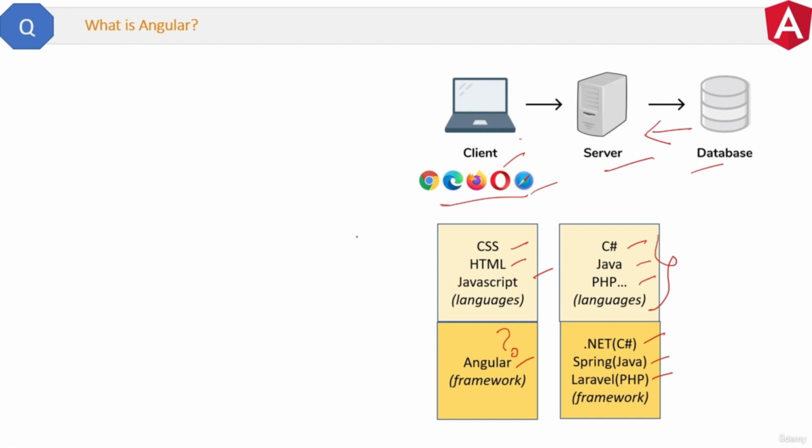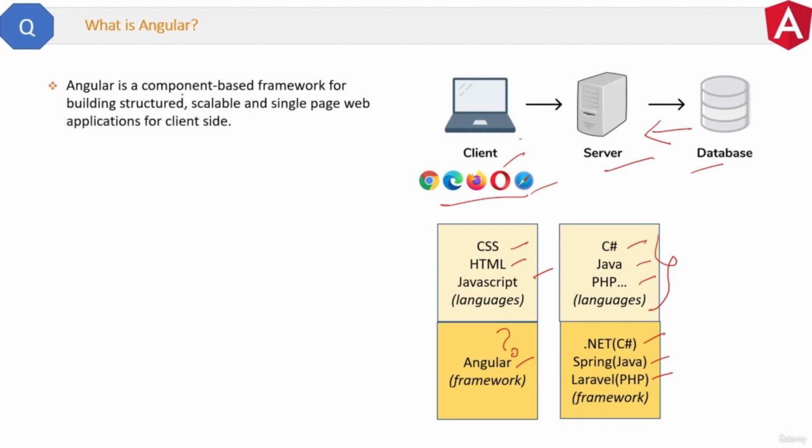Now here is the conclusion and definition of Angular. Angular is a component-based framework for building structured, scalable and single-page web applications for client side. We will discuss questions on component in upcoming questions. I already explained the importance of structured applications. Now every application should be scalable. That means it should be open and flexible for any enhancements or upgradation in near future. That is scalable.